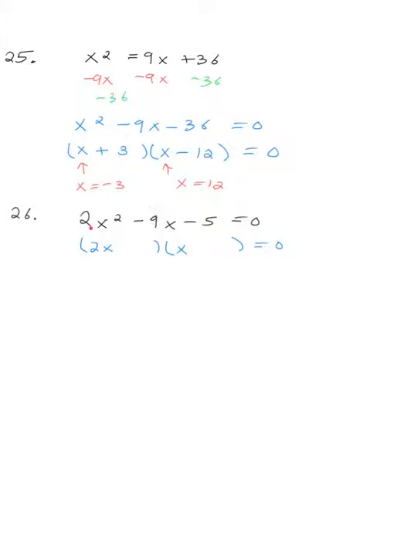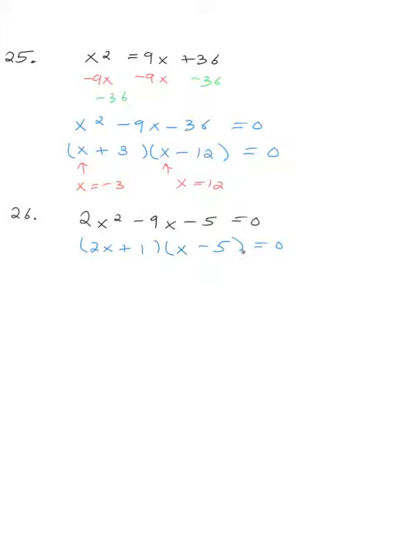if we had 2 times a 5, that would be 10, and a negative 10 is relatively close to negative 9. I think I want a minus 5 here and a plus 1 here, and the reason for that is this 2 times that 5 gives me a negative 10x. This 1 times this x gives me a positive 1x. The sum of those two numbers is a negative 9.